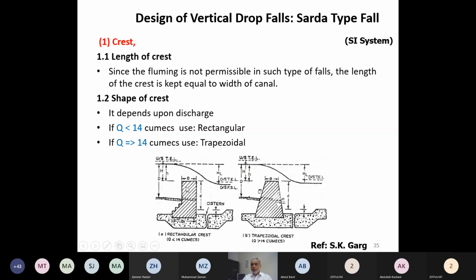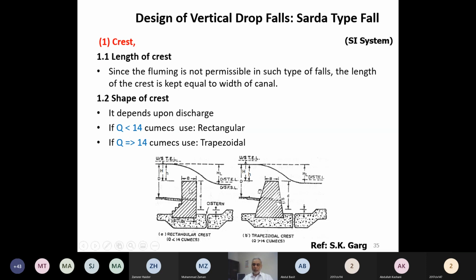The length I have already told you: the length of the crest will be equal to the width of the canal, and that is the bottom width of the canal. Because when a fall is provided, the shape of the canal is changed to a rectangular shape. Even if it is trapezoidal on the upstream side, and trapezoidal on the downstream side, at the fall location we make a rectangular section. So whatever is the bottom width of the canal, the same is the length of this crest. Length of this crest is not visible in this section.